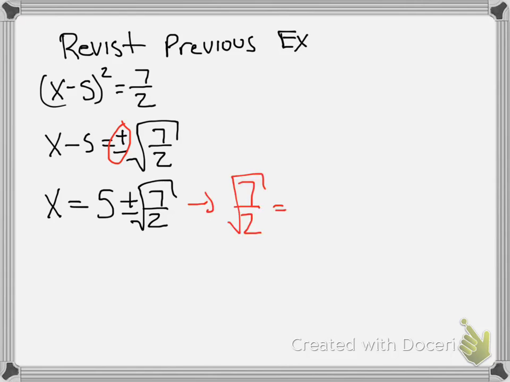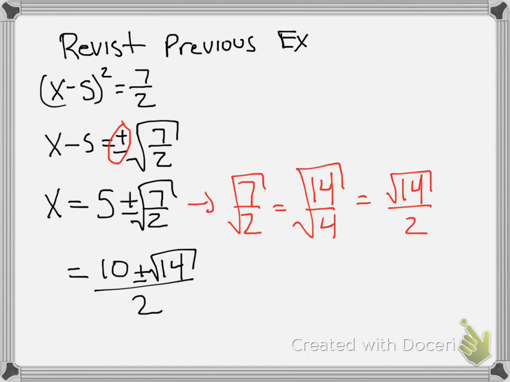Let's get that into a cleaner looking form. A square root of 7/2 can be rewritten as square root of 14/4, which we can take as the square root of 14 over the square root of 4. The square root of 4 is just 2. And now we can put this back into our equation here. So 5 can be rewritten as 10/2.